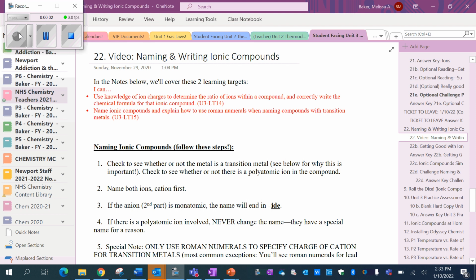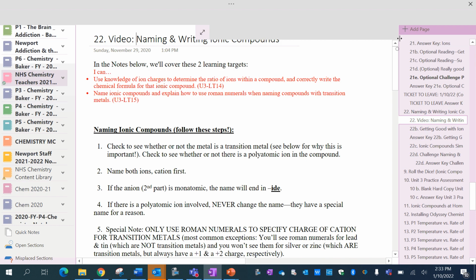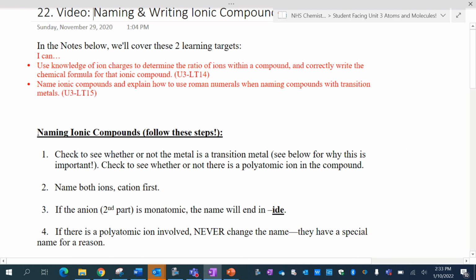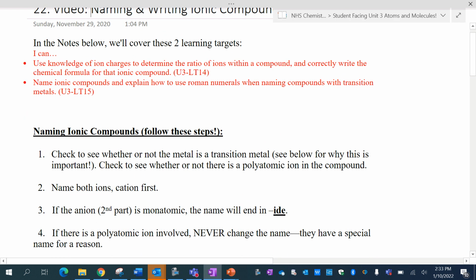All right, let's talk about how to name and write ionic compounds. There's two learning targets here. The first one is use knowledge of ion charges to determine the ratio of ions within a compound and correctly write the formula for that ionic compound. And there's name ionic compounds and explain how to use Roman numerals when naming compounds with transition metals.